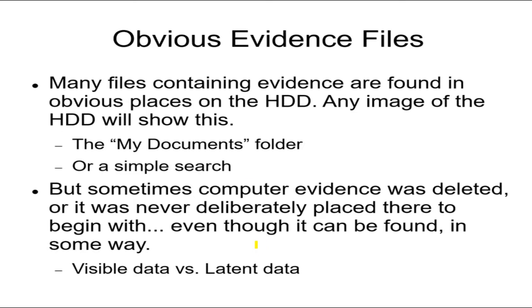So if it was deleted, for example. So in that case, we've got to do some real heavy-duty stuff. We have to know the difference between visible data and latent data. Visible data is something that, using your Microsoft Windows Explorer, you can find using the file tree. If you can find that, it's visible data. If you can't, it's latent data. Deleted files are latent data.